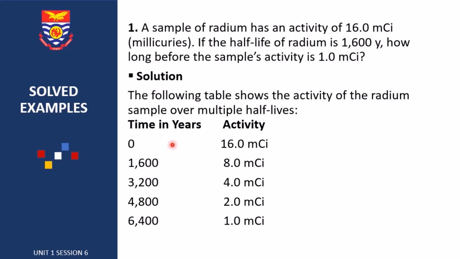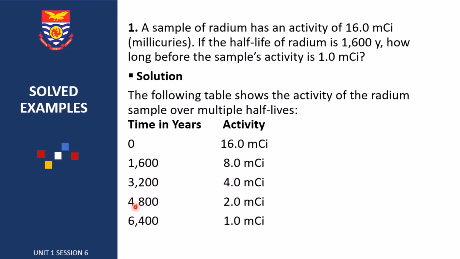After another 1600 years, half of whatever amount that we have will decay. Now we will be at 3200 years, that is 1600 plus 1600. And half of what we have at 1600 years will decay. If we have 8 millicuries at 1600 years, then if half of it decays, we'll be left with 4 millicuries.